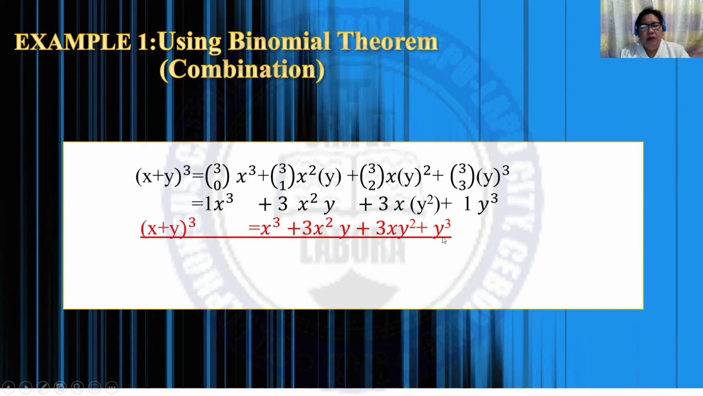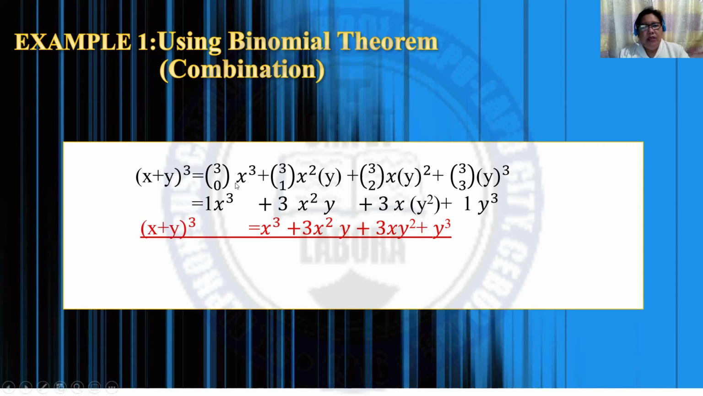1, 2, 3, 4. And the exponent of the first term is decreasing. So the first term is x, so you start with 3, followed by 2, followed by 1. After that is 0. There's no need to write x raised to 0 because that is simply equivalent to 1. And the exponent of the second term, which is y, is increasing.